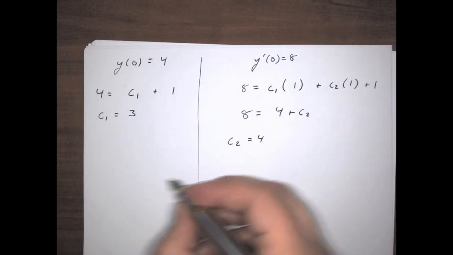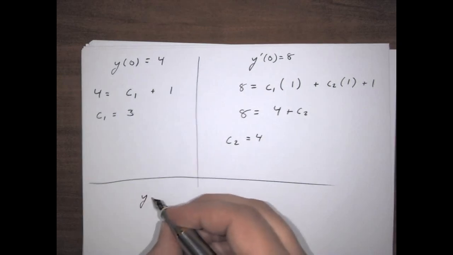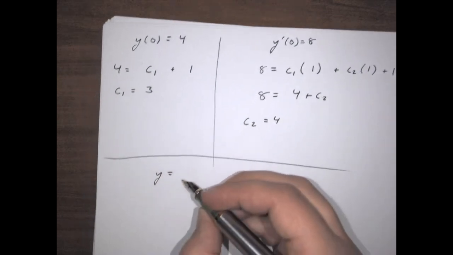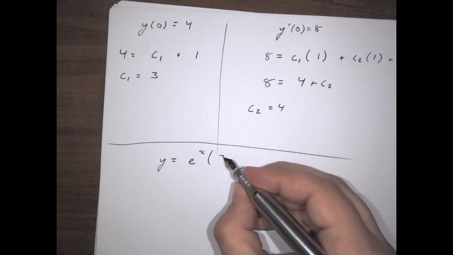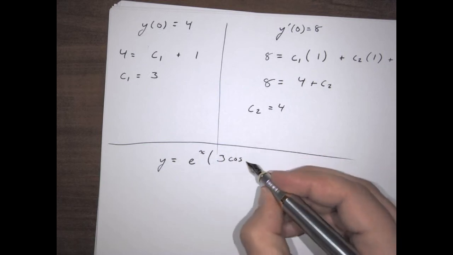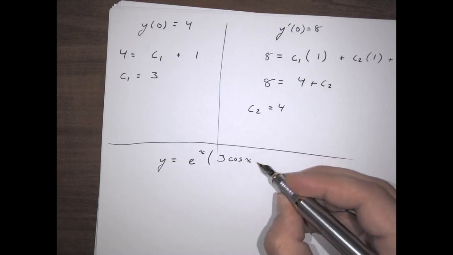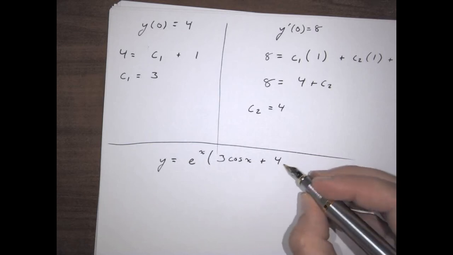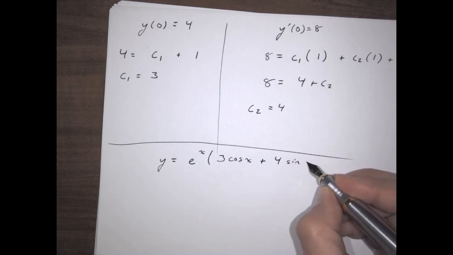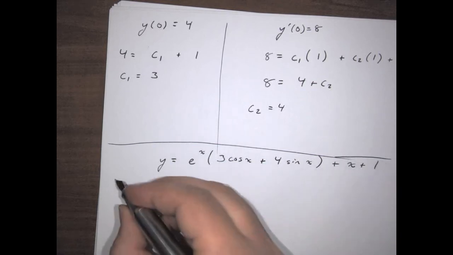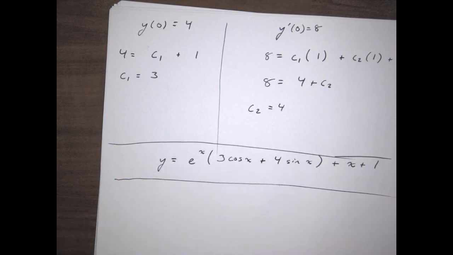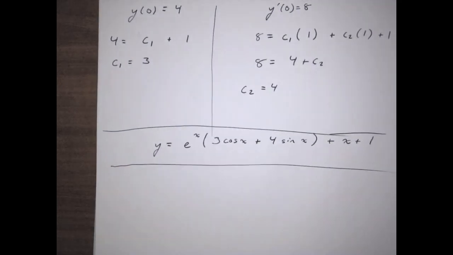And then finally, that means that the overall solution here is what we get when we put those together. So y is going to equal e to the x times 3, that's C1, cosine x, plus 4 times sine x, plus x plus 1. So that's now going to be our overall solution to this particular initial value problem, incorporating the two values that we had for the C1 and the C2.